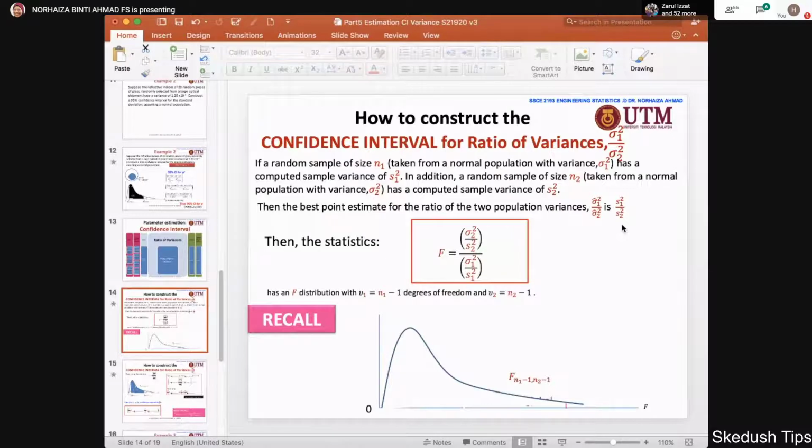Right. Okay. But the statistic for the ratio of variances is given by, let me check the book and see. Okay, I'm going to use F, S1 squared over S2 squared.